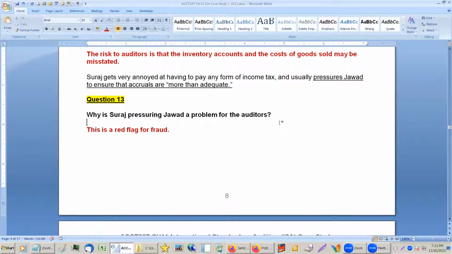Now, there is a little bit of a silver lining to this one, though. It sounds odd, but I'll tell you what it is. So, Siraj does not want to have to pay any income tax. Whatever reason, he hates them. He doesn't want to pay them. He'll do anything not to pay them.